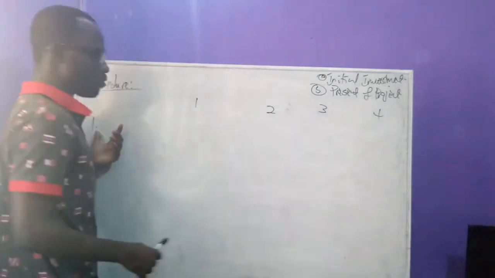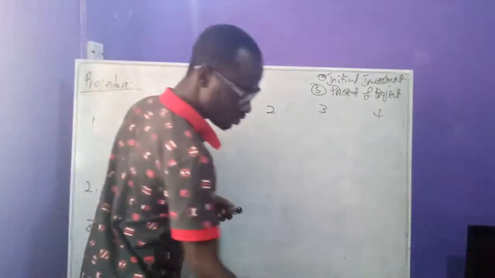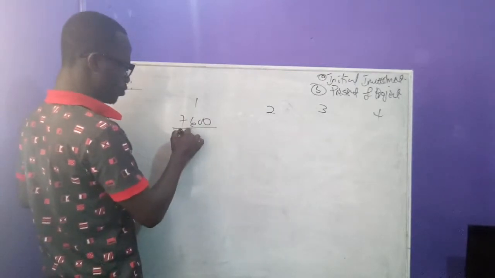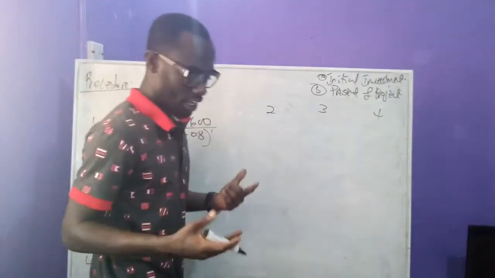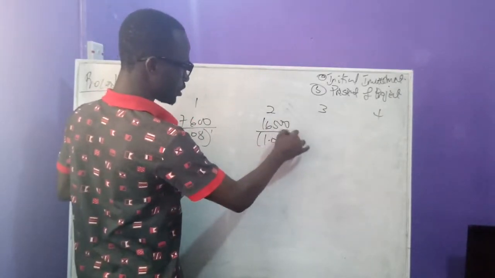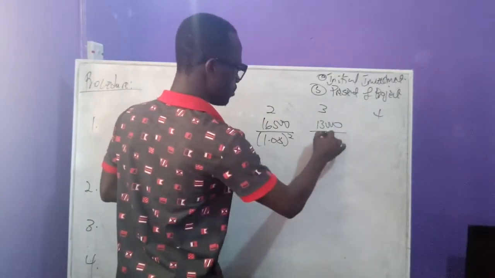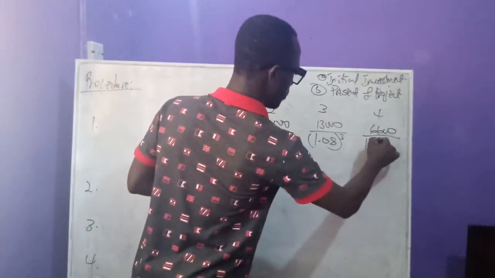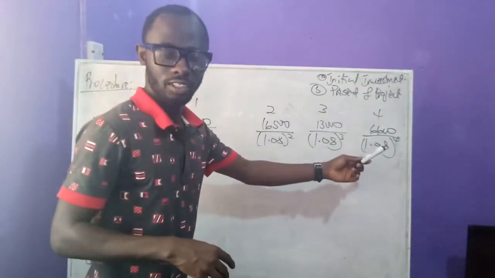So step 1, we need to calculate the present value of the cash flows. Year 1 is 7,600 divided by 1.08, exponent 1, because it's 8%. Year 2 is 16,500, and that will be still 1.08, but this time around exponent 2. Year 3 is 13,000, and that will be 1.08, exponent 3. And then year 4 is 6,600, and that will be 1.08, exponent 4. So that is how we calculate the present value.